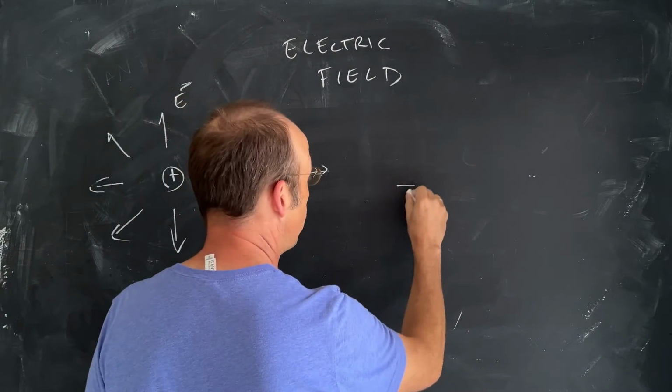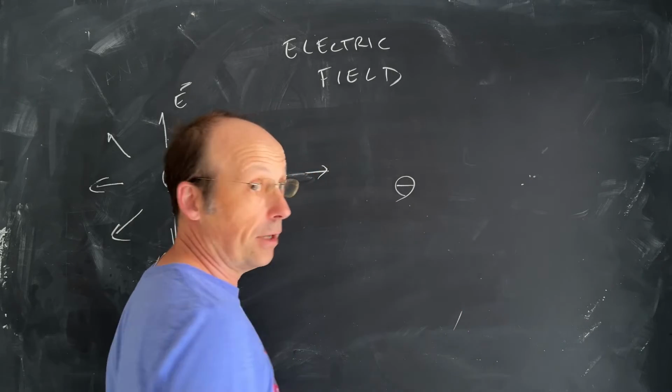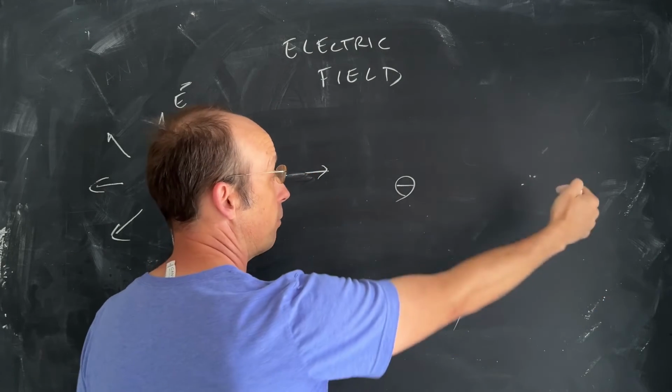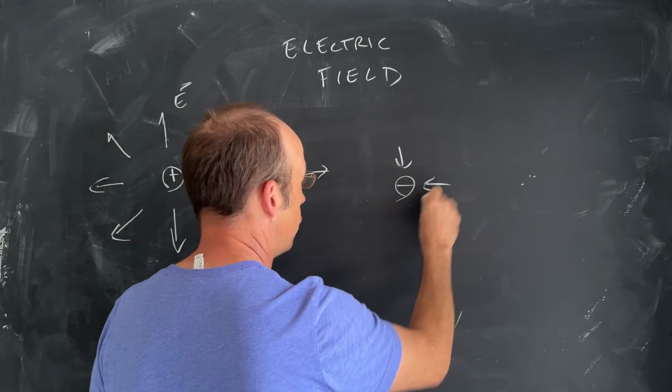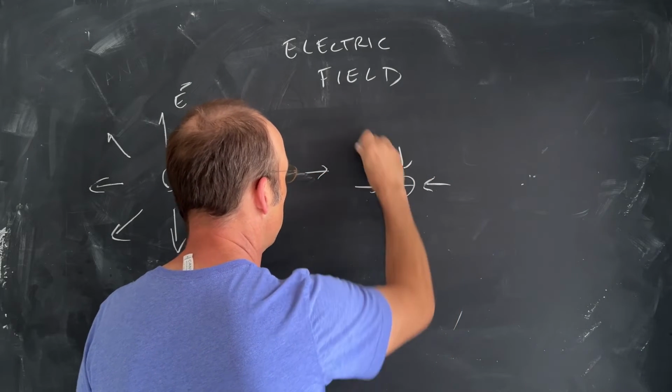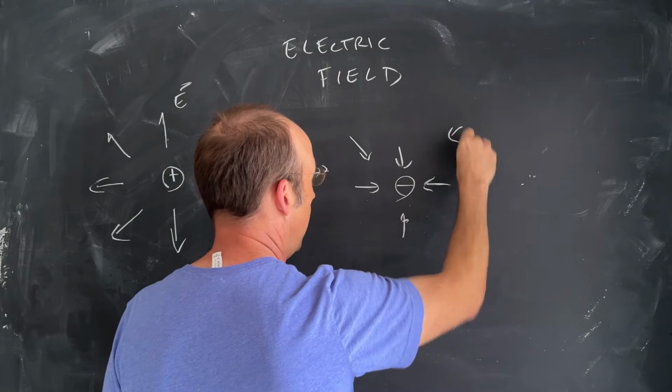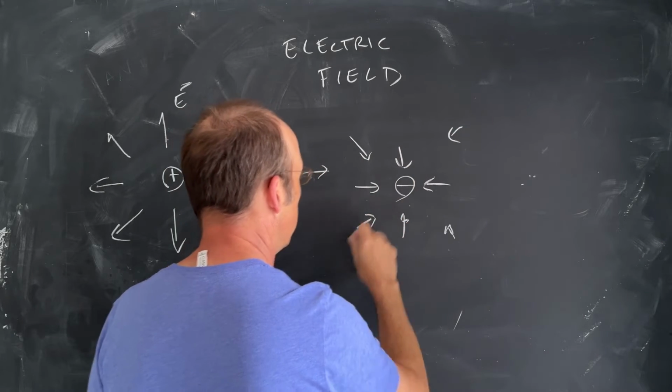If I have a negative charge, well, if I take that same charge and put it right there, it's going to experience a force pulling it towards there. So a negative charge would have an electric field pointing towards it. And as it gets further away, the value of the field decreases.